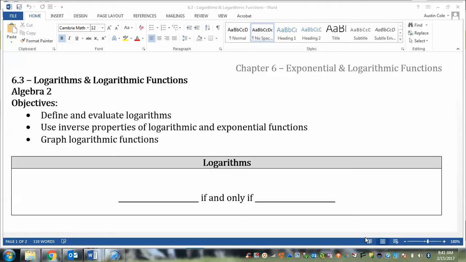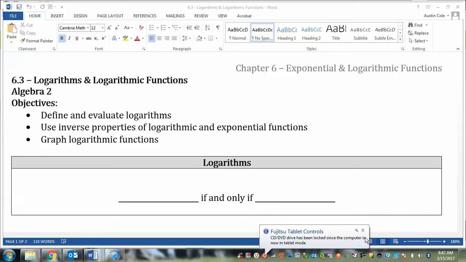All right, guys, 6.3 is called logarithms and logarithmic functions. Now, in the first two sections of this chapter, we've talked about exponentials, exponential growth, exponential decay, all right? And now we're going to transition a little bit into something called logarithms.